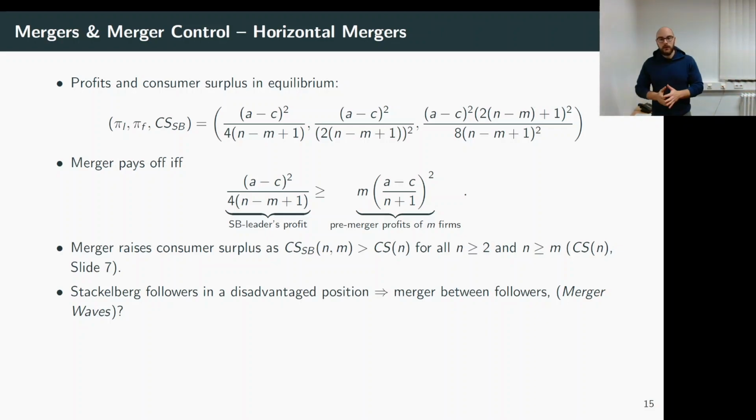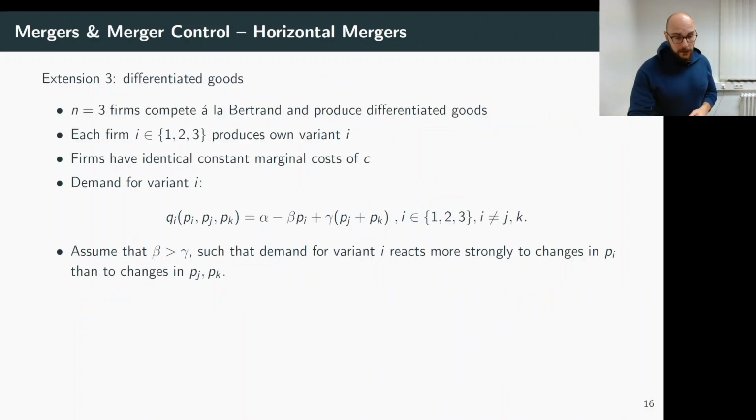That's a good question. This would be something that would be called merger waves. So one firm or two firms start to merge, and then another two firms, and so on and so forth, right? Okay, so this is basically another explanation why we could observe mergers in reality.